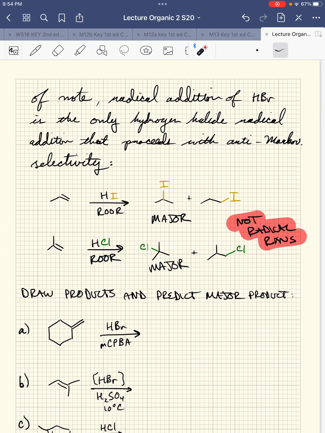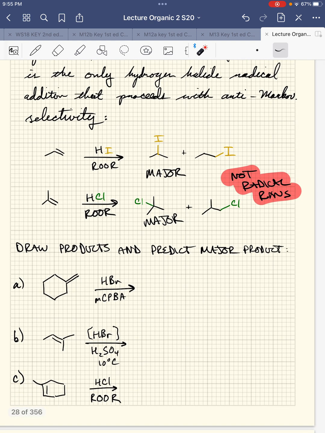As a quick aside here, the only species that undergoes this selective anti-Markovnikov radical addition to alkenes is HBr. For enthalpic and entropic reasons, HI does not undergo radical addition to alkenes. And for HCl, as I recall, it's enthalpic reasons that HCl does not undergo radical addition to alkenes. And then here are just a couple of examples of reactions that we might look at in class together on the board.